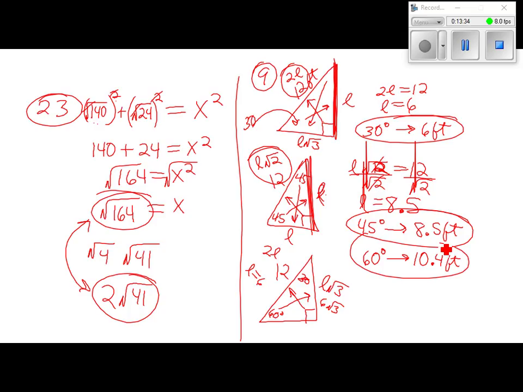Which one's going to give us more up the wall? The 60-degree angle. So if we make it a 60-degree angle, that makes sense, right? If I lean up here against the wall at a 60-degree angle, I'm going to be farther up the wall than if I lean at a 30-degree angle or at a 45-degree angle. Next question.